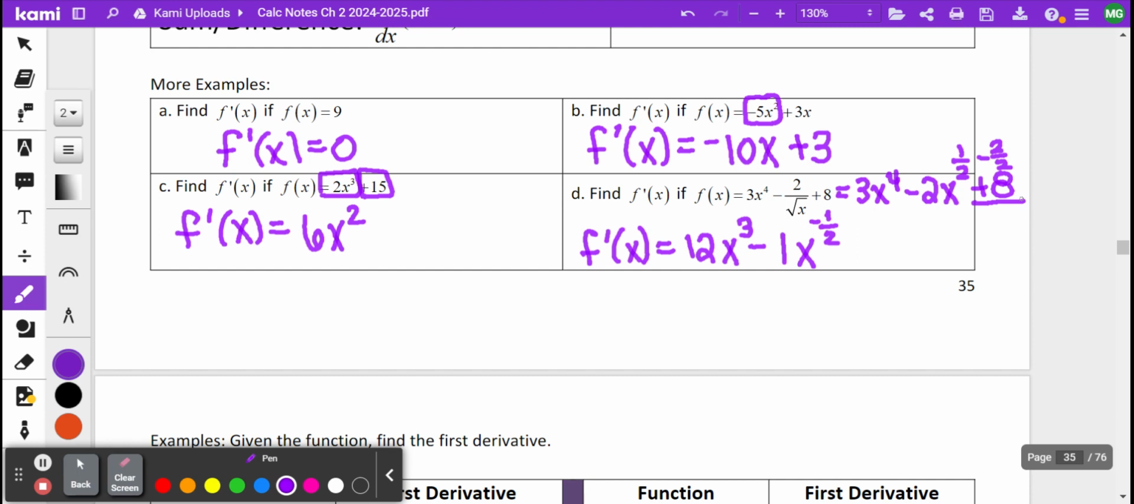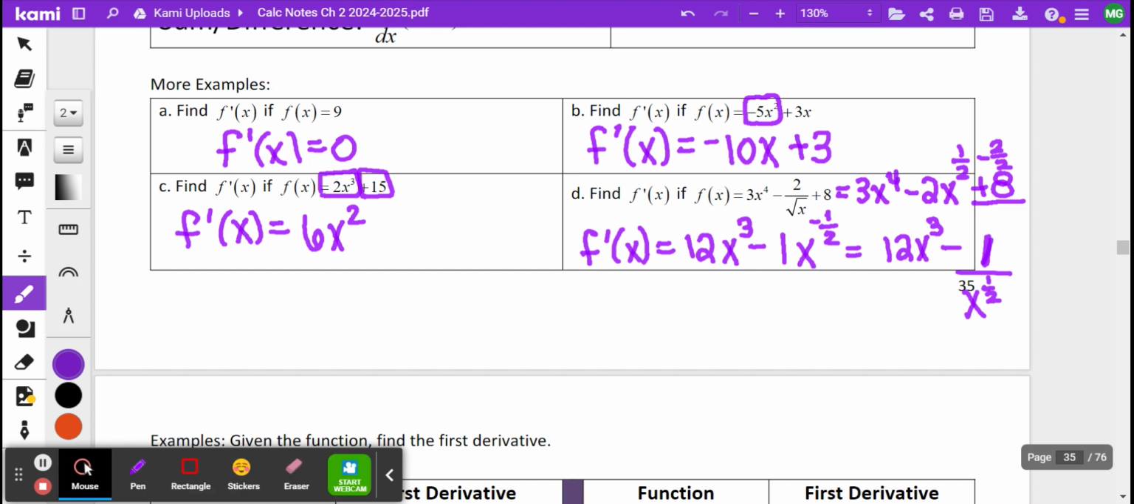Again, many times we will just leave this as it is. There are some times where we will move the negative exponent to the denominator. So we would have minus 1 over x to the 1/2. So it just depends on the problem. And to be honest, I don't have a preference right now because we're not really using these.